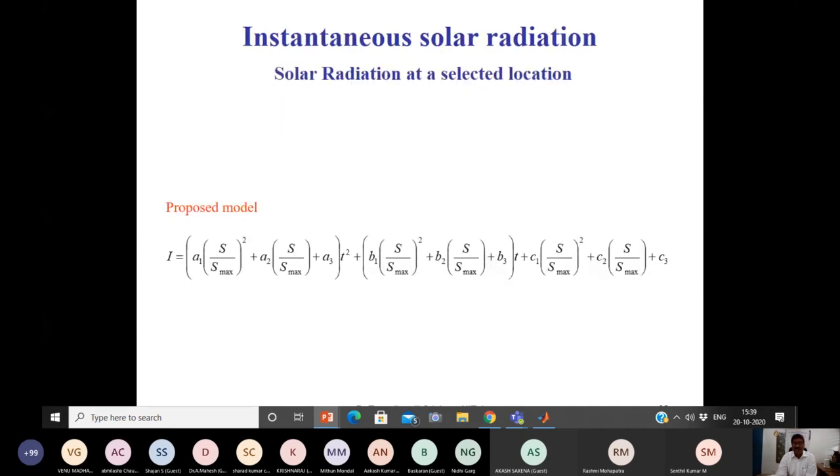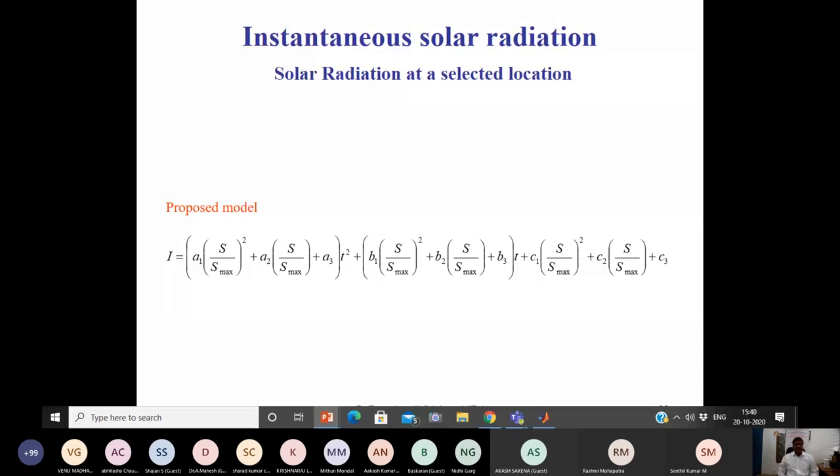In this proposed model, how many coefficients have been considered here? This is a non-linear equation. In this non-linear equation, 9 coefficients have been considered: A1, A2, A3, B1, B2, B3, C1, C2, C3. S and S max are the day length: S max is the maximum day length and S is the actual day length.